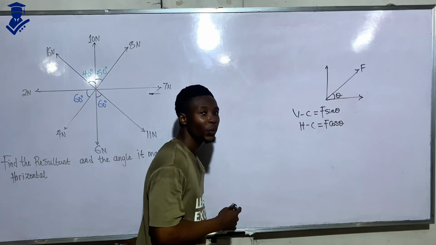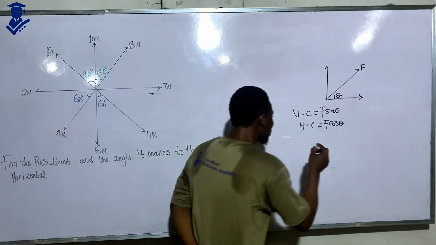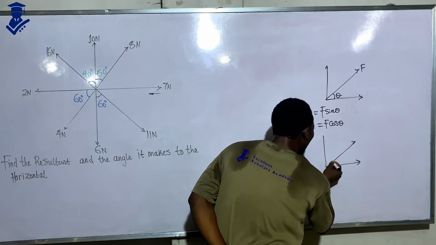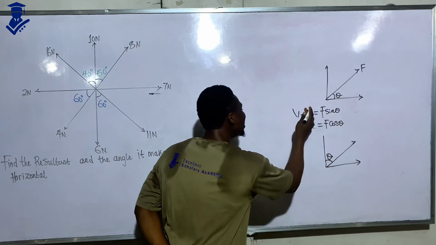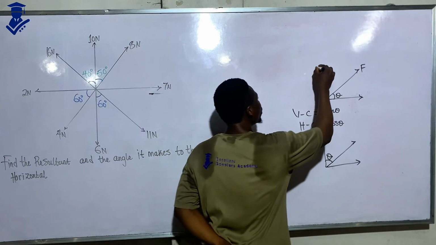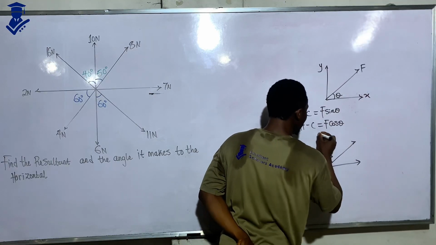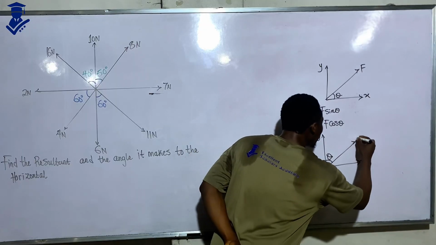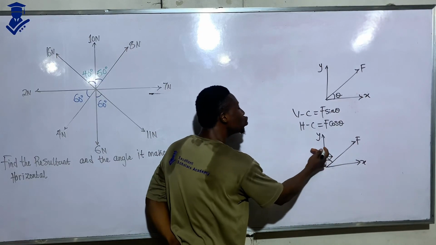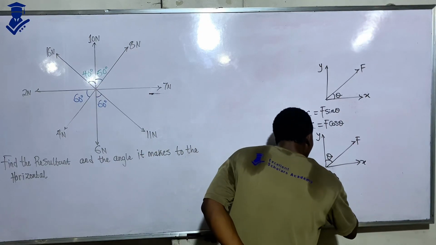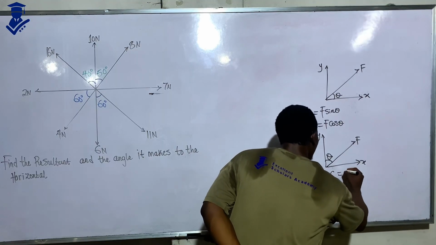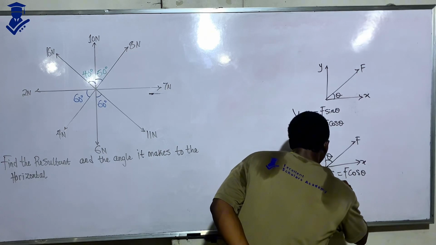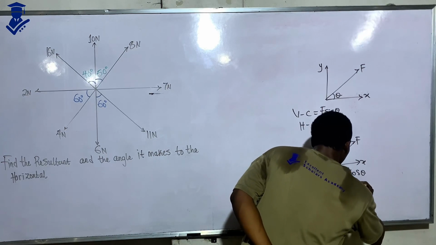But if we have another case whereby this same force is inclined at an angle theta to the vertical, do not forget this is your y-axis and this is your x-axis. So this force is now inclined to your vertical. In this case, your vertical component is going to be F cos theta, and your horizontal component is going to be F sine theta.